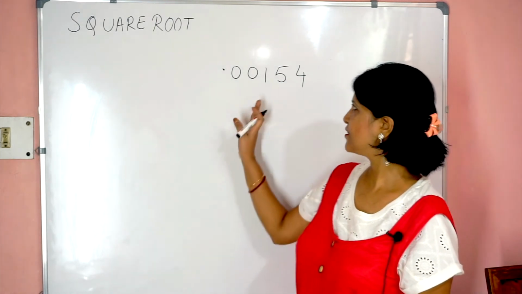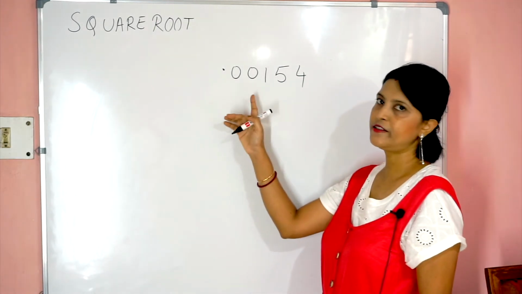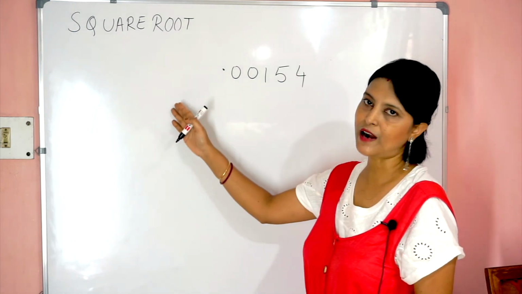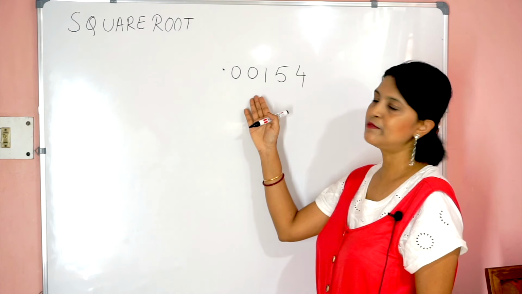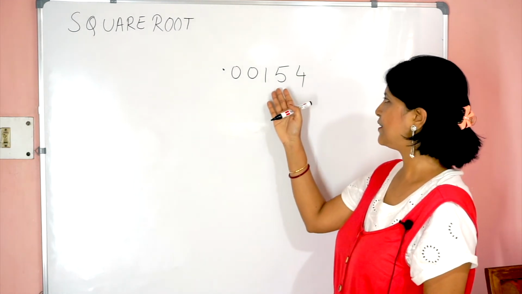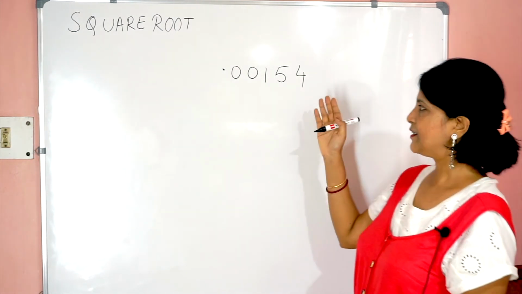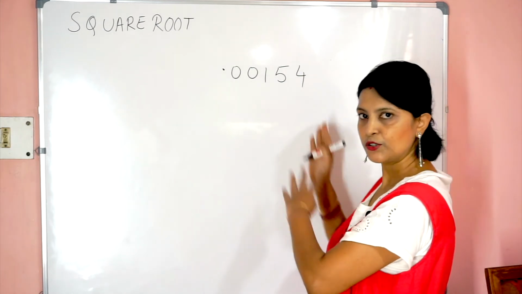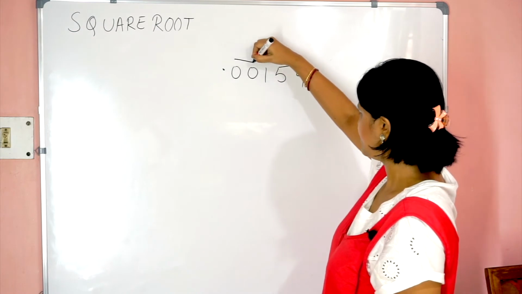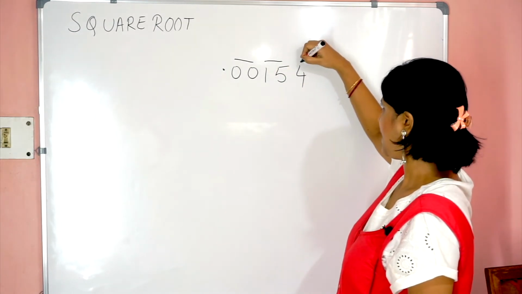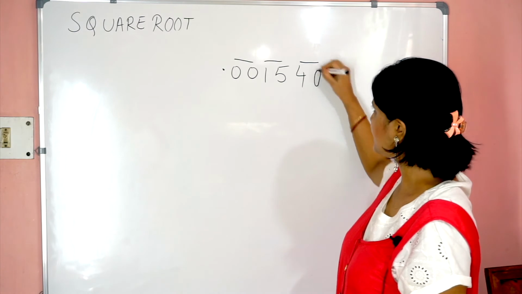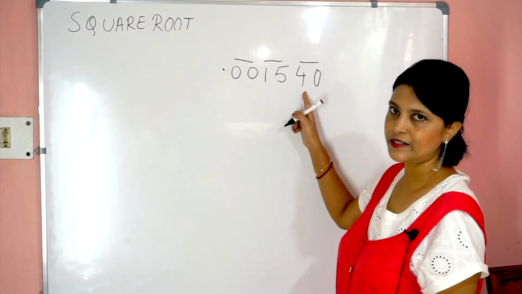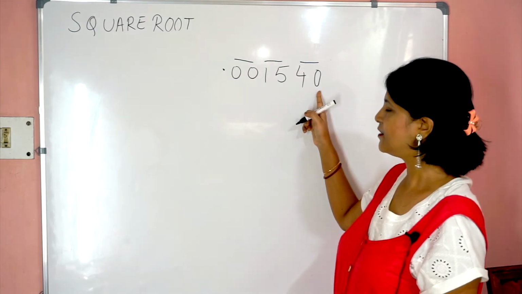Next, children, let us find the square root of this number. It is 0.00154. So here you can see the integral part is 0, and after the decimal we have 2 zeros and then 154. So let us start grouping for the decimal part from the left to the right. So 0, 0, 1, 5 and 4, nothing is here, means I can consider another 0 as it is after decimal, right? And it is the last digit here after the decimal, so we can take a 0 here.